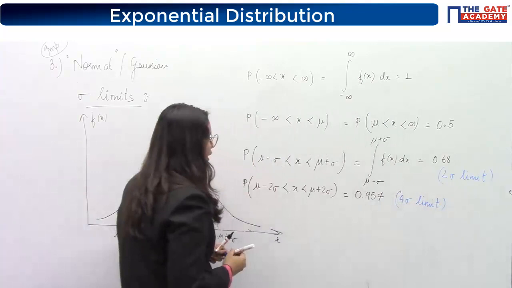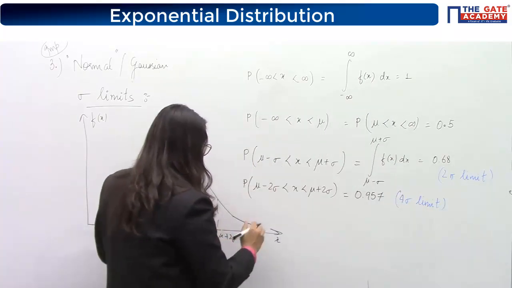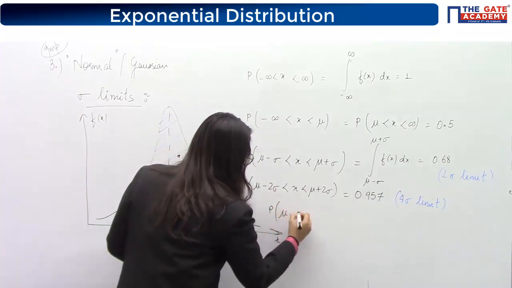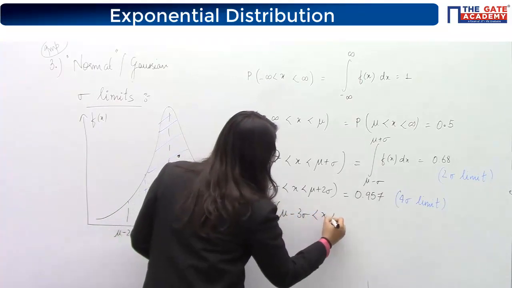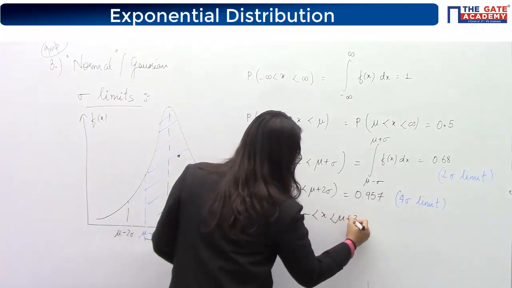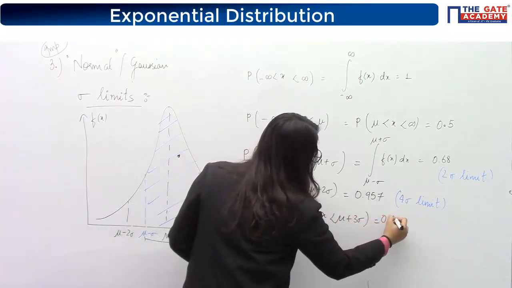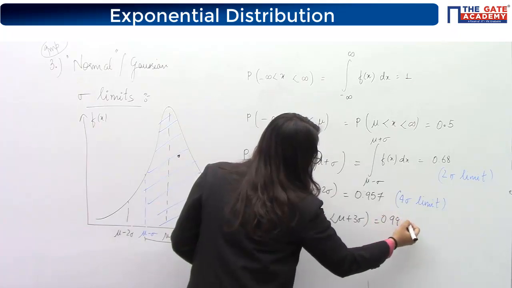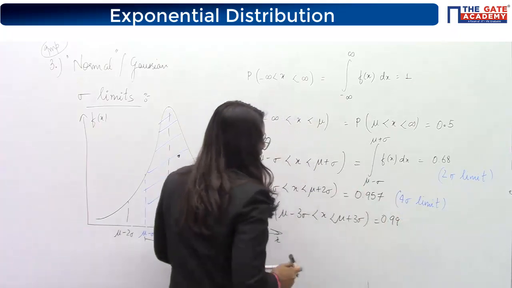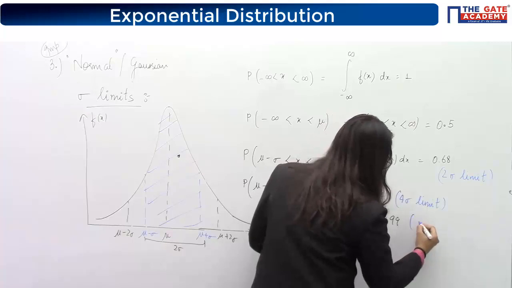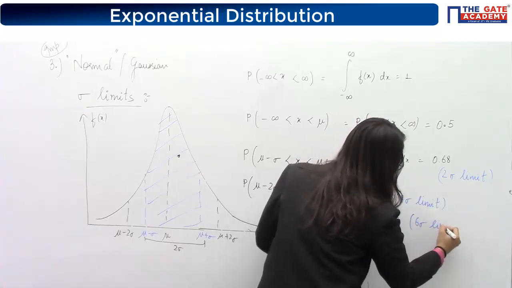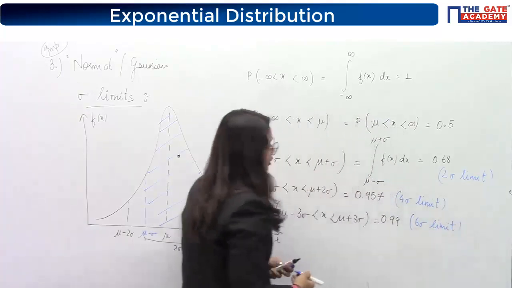And similarly we have the 6 sigma limit. Can you guess what will be the probability? So the 6 sigma limit is between this range and it is equal to 0.99. Okay, 0.99, and this value is known as the 6 sigma limit.